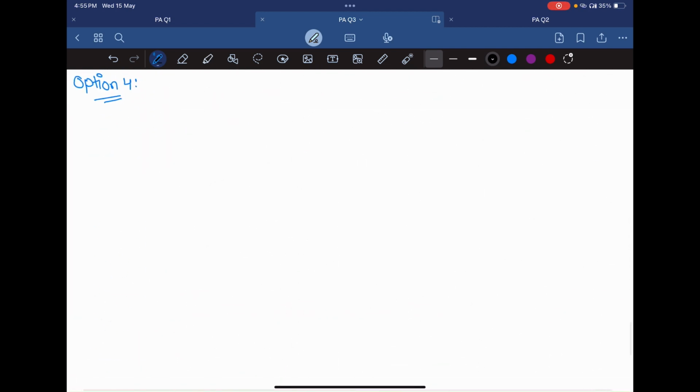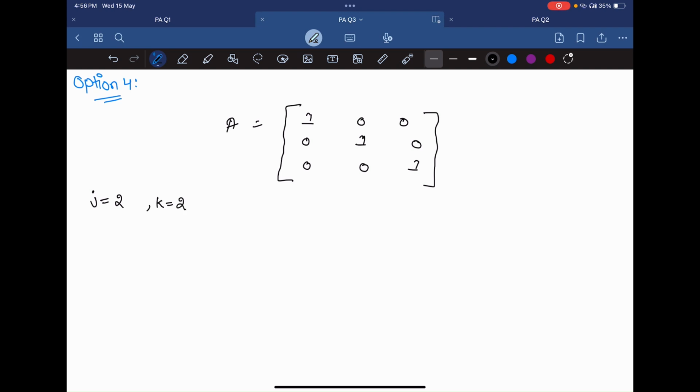So let's consider some matrix A. That is to be our identity matrix. Now Cjk denotes the cofactor at jth row kth column. That's j is equal to 2 and k equal to 2. That is the second row, second column. That is this entry. So if we are going to calculate the cofactor at this entry, it would be simply 1.